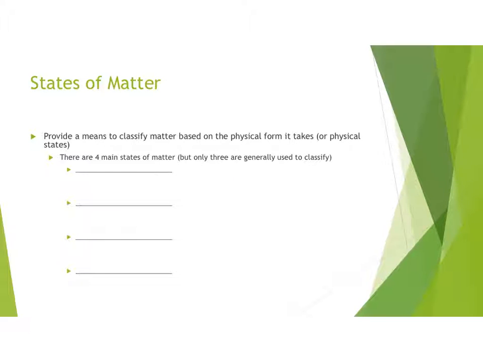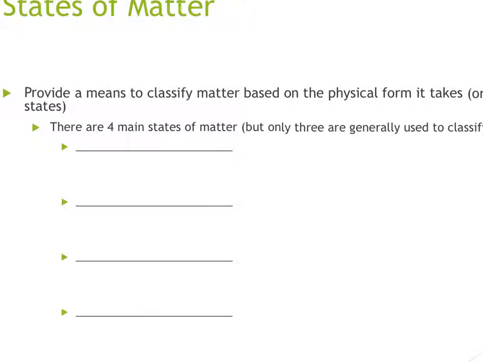So the states of matter, there are means to classify the matter based on the physical form it takes. So basically there are 4 physical states of matter. Only 3 are generally used to classify. So what are your 4 states of matter? We're going to do solid, liquid, gas, and plasma.